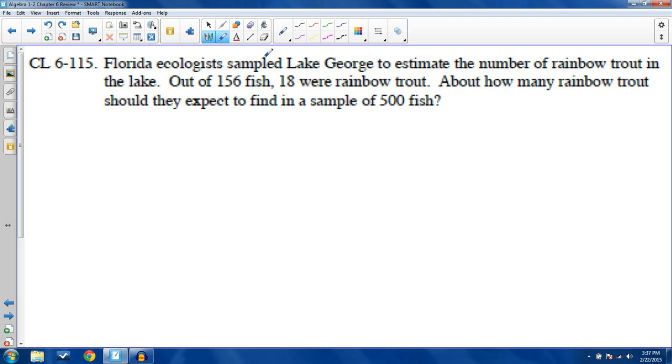Number 115. A Florida ecologist sampled Lake George to estimate the number of rainbow trout in the lake. Out of 156 fish, 18 were rainbow trout. About how many rainbow trout should they expect to find in a sample of 500 fish? So this is a word problem, but this is proportion. This isn't a system of equations. Out of 156 fish, 18 were rainbow trout. So if we set that equivalent, out of 500 fish, how many do we expect to be rainbow trout?